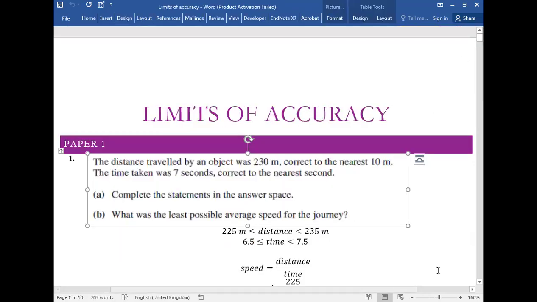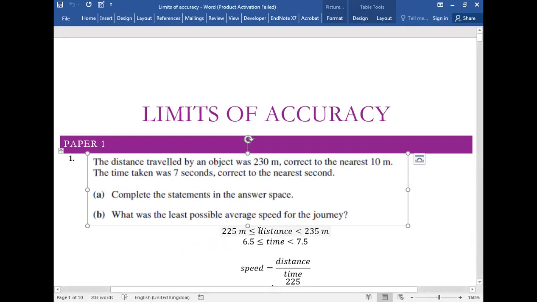Okay. The distance traveled by an object was 230 meters, correct to the nearest 10 meter. That means that 230 के बाद the next reading that they could have given you is 240, and before 230 the one reading they could have given you is 220. The time taken is 7 seconds, correct to the nearest second. That means 1 second per round of it. That means 7 के बाद directly 8 और 7 से पहले, उसके in between value they could not have provided.